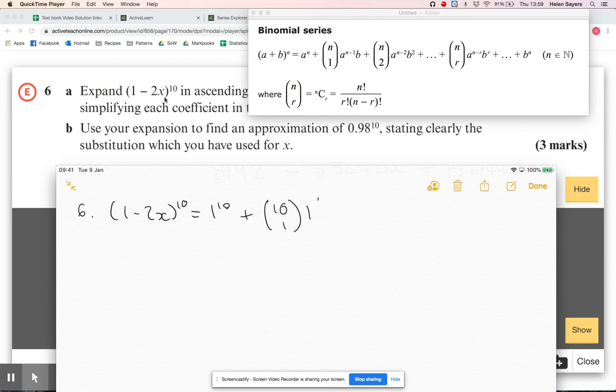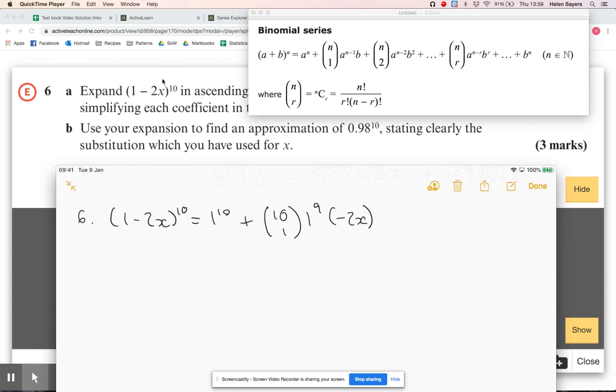The power of 1 will reduce, so that will become 1 to the power of 9, and that will get multiplied by minus 2x. So this is the term I'm looking at here. So 10 choose 1, 1 to the power of 9, and then times minus 2x. Then I've got 10 choose 2. The power of 1 will reduce. The power of minus 2x will increase. And I just need to go to the next term along.